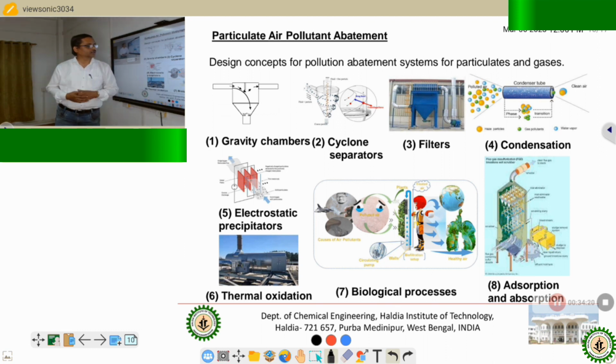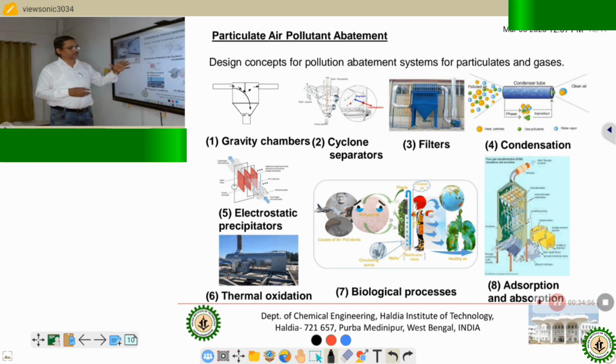Next one is the biological process. Here, mainly trees have the capacity to purify our air. Trees also have the capacity to absorb particulate matter, and on the surface of the leaves we have seen that dust is deposited. It is not that it is deposited by itself; the surface is attracting the particulate material, and it is deposited in that way.